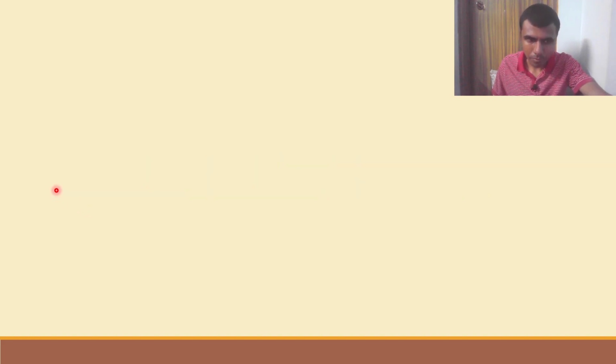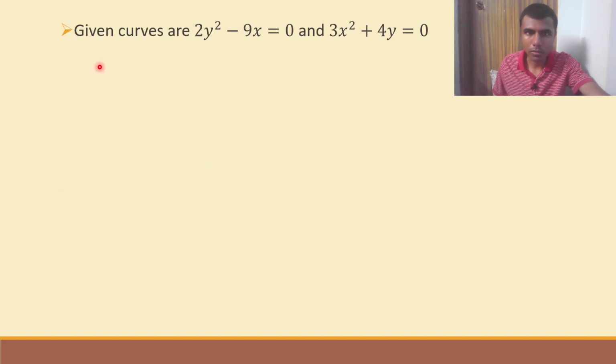Now these are the given two curves: 2y square minus 9x equal to 0 and 3x square plus 4y equal to 0. Now how to solve so that I can get the point of intersection?